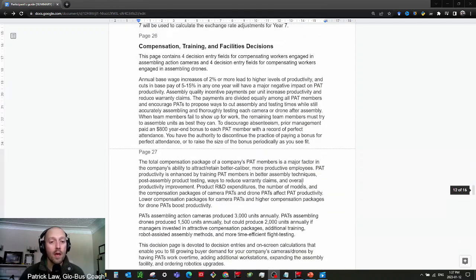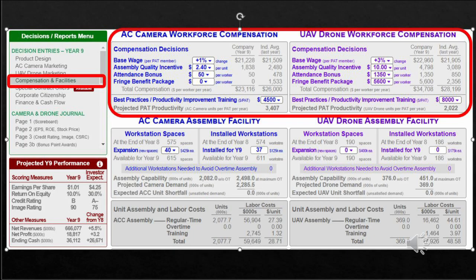Compensation, training, and facilities decisions. This page contains 4 decision entry fields for compensating workers engaged in assembling action cameras and 4 decision entry fields for compensating workers engaged in assembling drones. Annual base wage increases of 2% or more lead to higher levels of productivity, and cuts in base pay of 5 to 15% in any one year will have a major negative impact on PAT productivity.